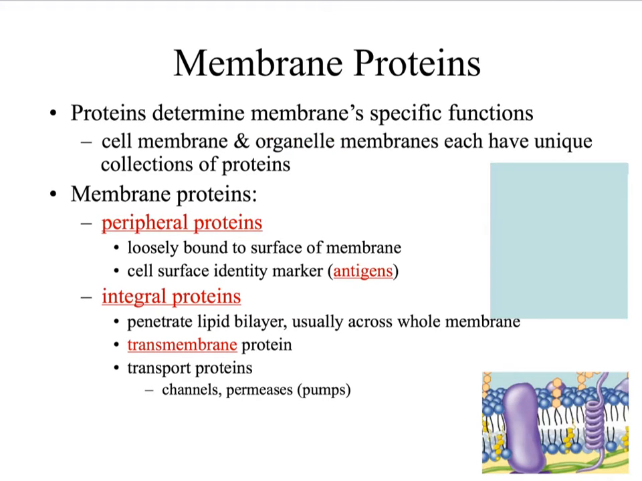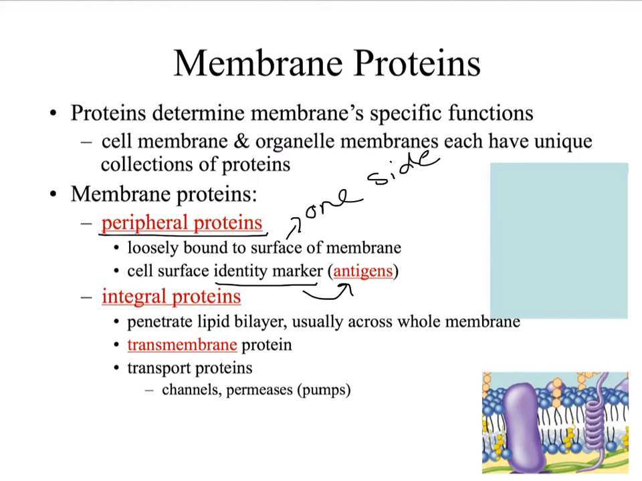The different types of proteins can be categorized into two main groups. So you have your peripheral proteins, which again are going to be bound to one surface of the membrane, so they're only going to be on one side. They're not going to go all the way through. And they can have a couple of different functions, but one of them is as a surface identity marker, that's referred to as an antigen. And so they help cells talk to other cells and signal the health of the cell that they are in.